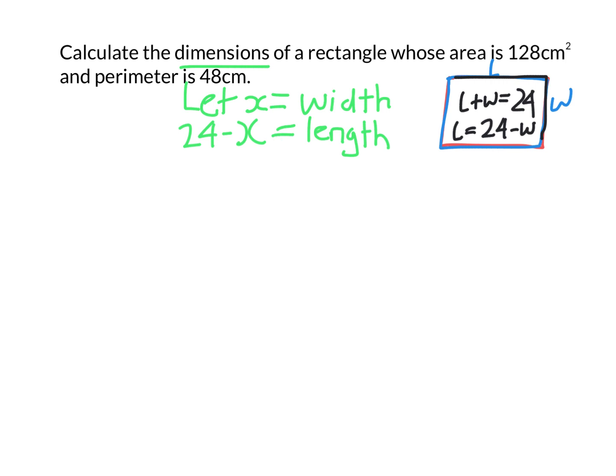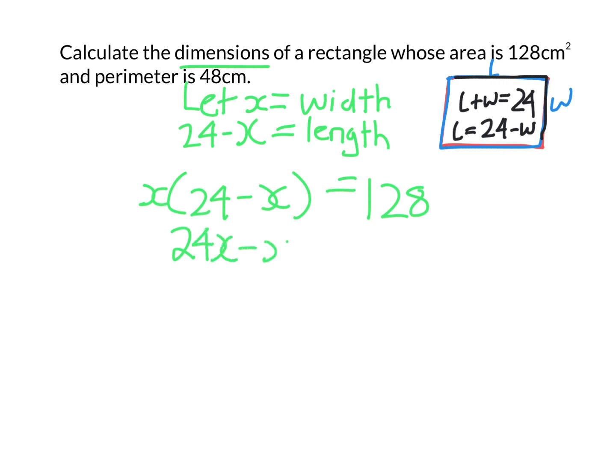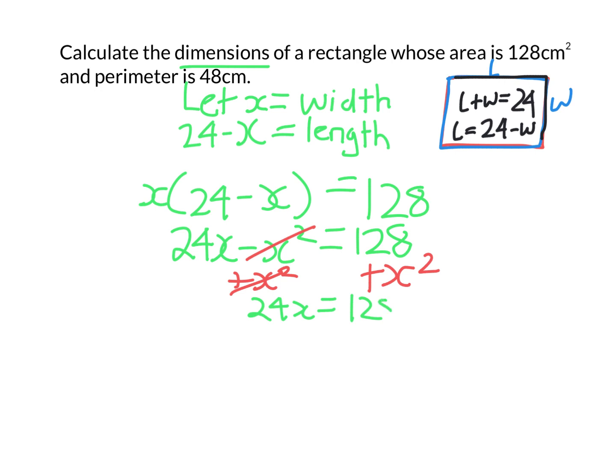So we're now told the area is 128, but the area is width and length multiplied together. So width times length must give us 128. So expanding the brackets, we get 24x minus x squared equals 128. Now to solve the quadratic, we need to have one side equal to 0. So, because we don't really like dealing with negatives here, why don't I add x squared to both sides? Because if I add x squared to this side, it'll go away. What you do to one side, you must do to the other. So I've got 24x equals 128 plus x squared.